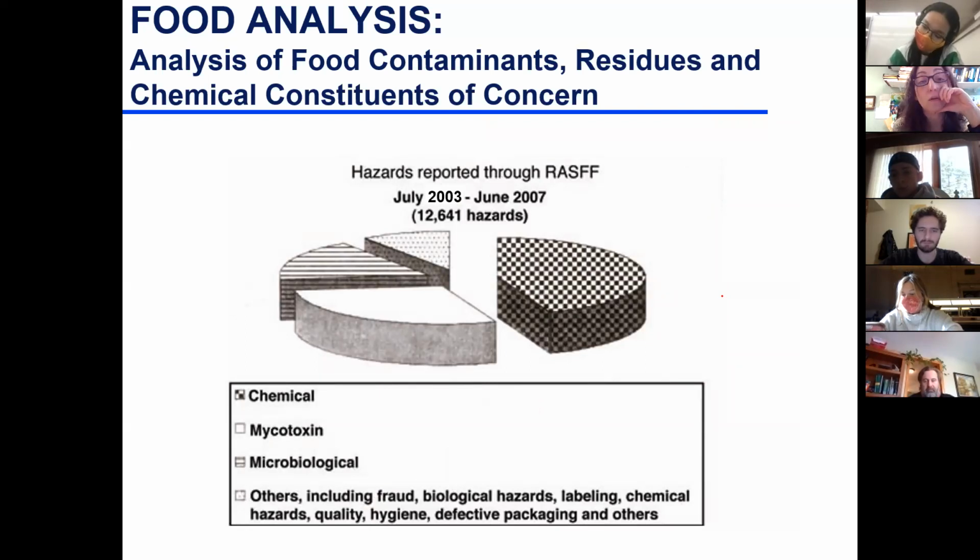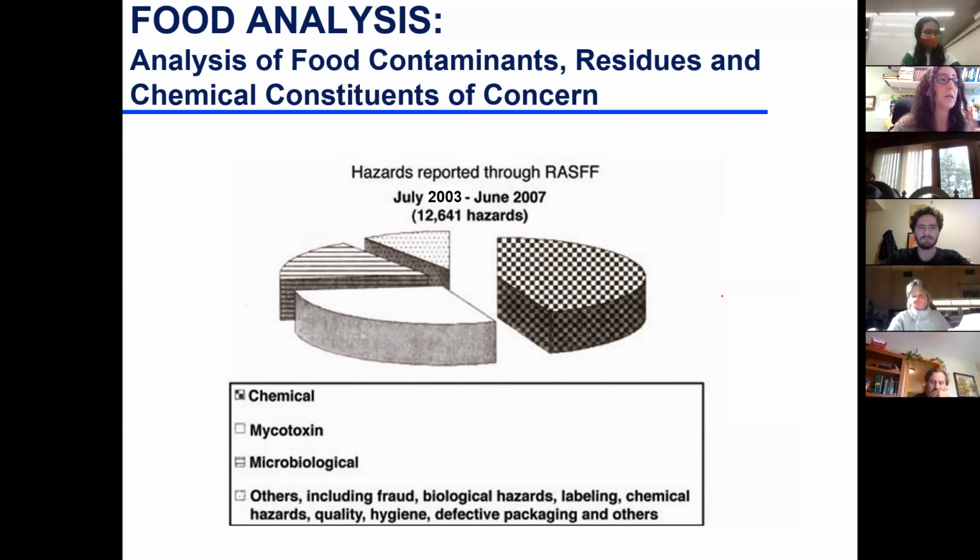Annually, there are reports. They call them hazards reports. They are reports of contamination. This is an older one; in the newer book, you have newer references and percentages. But anyway, in here you have a distribution of how much are chemical hazards versus mycotoxin versus microbial versus other. You can see the chemical is the big part of the chart, then mycotoxin, microbial, and then others.